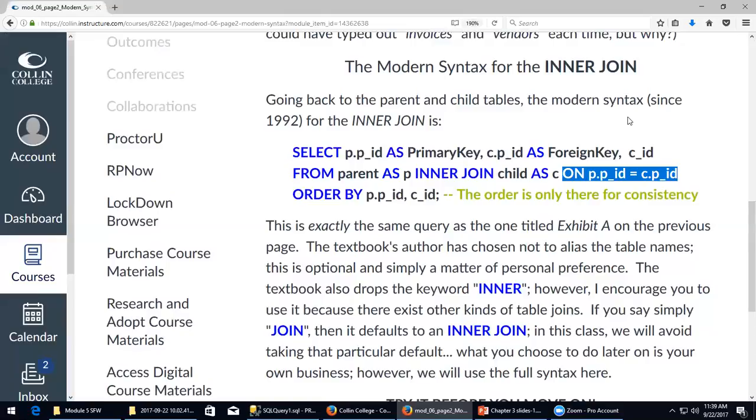But I'm going to get mad if you do that. When I get mad, you know what I do, don't you? I get even. No, seriously, I think it is good practice to use the full syntax. Use the as, even though you could do it without it, and use the word inner, even though you can do it without it. Later, when you get out of this class and you're writing your own SQL, write it the way you want to. If you say join, it defaults to inner join. And we're going to use the full syntax.